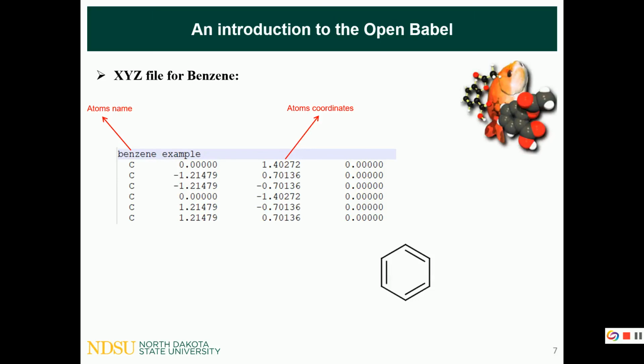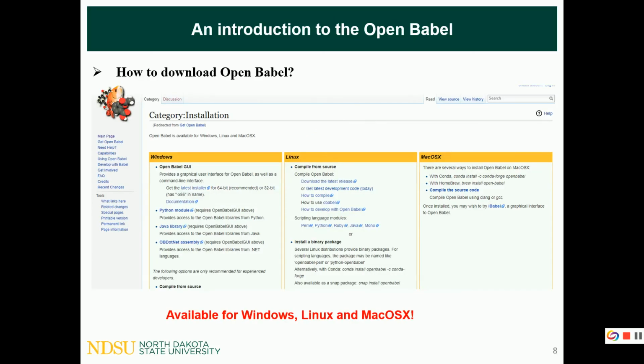The previous one is not designed for me to utilize in molecular dynamics. I prefer an XYZ file to easily develop a computational model. And OpenBabel is available for Windows, Linux, and Mac operating systems. And fortunately, for academic purposes, it's free, so anyone can download, install, and utilize it for his or her research.